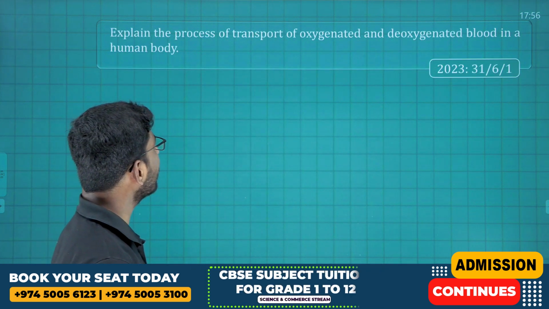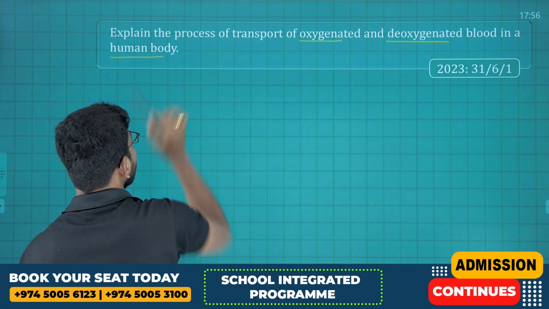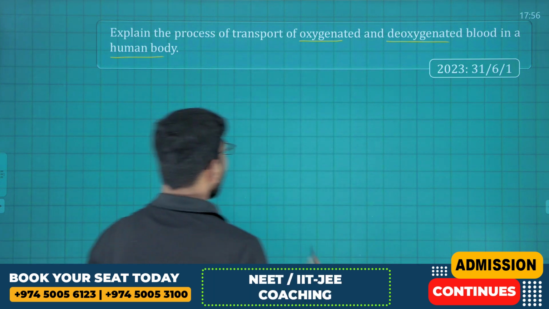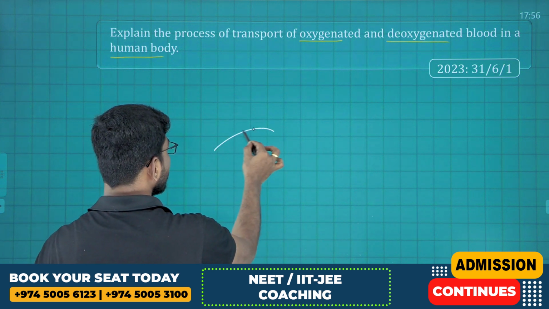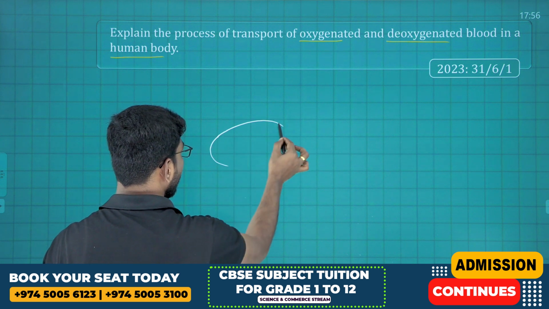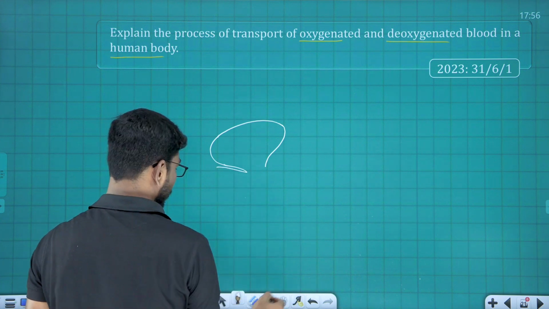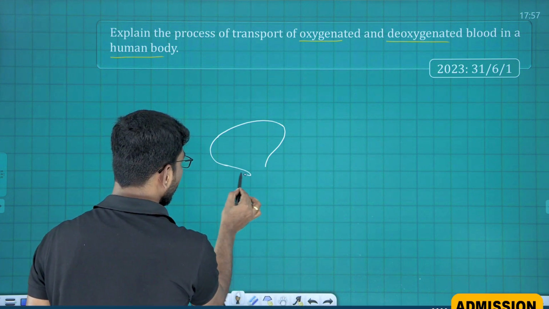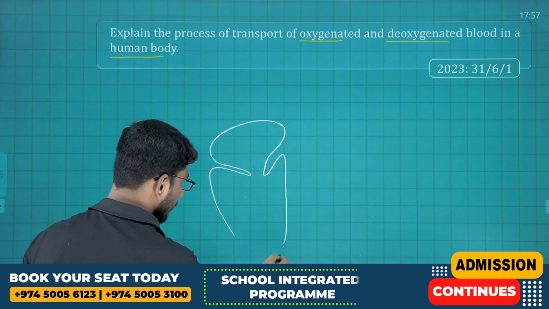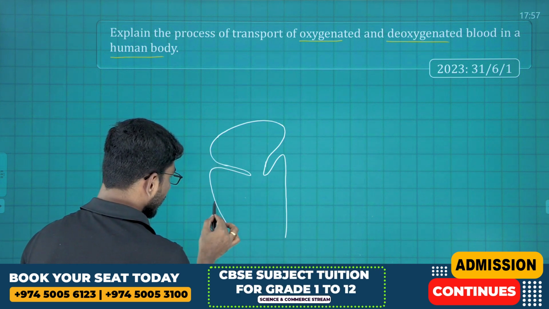2023. Explain the process of transport of oxygenated and deoxygenated blood in the human body. Look here, all of you, carefully. I'm taking the auricle. This is the right auricle. Right auricle opens into what? Right auricle opens into the right ventricle. Like this. This is the right ventricle. Am I clear? Right auricle to right ventricle.